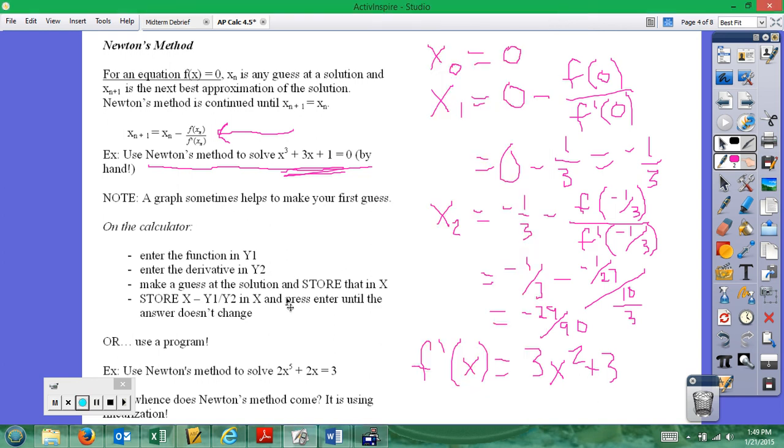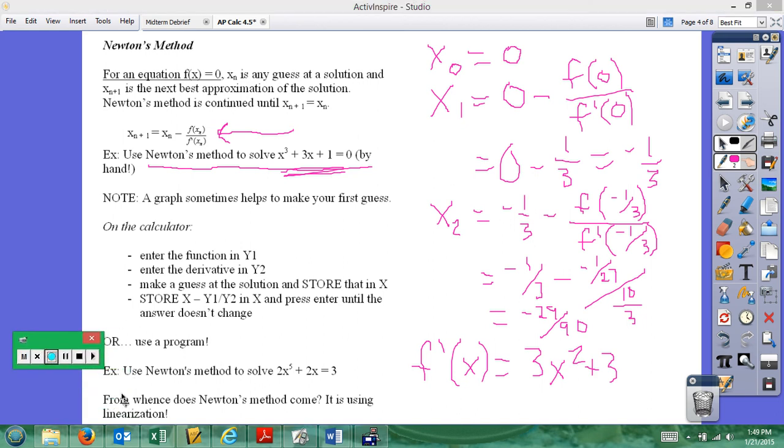Okay, there's a few other components of Newton's method, but as we work through the problems in class, we will go over that and show you a little bit about why Newton's method works. It's really just a linearization, which is kind of what it says down here. From where does Newton's method come? It's using the idea of a tangent line, and we'll look at that in class.